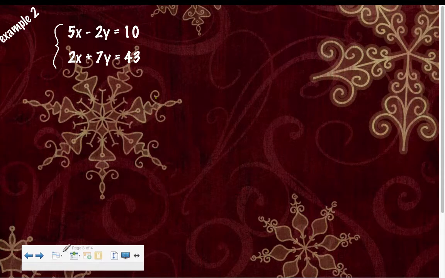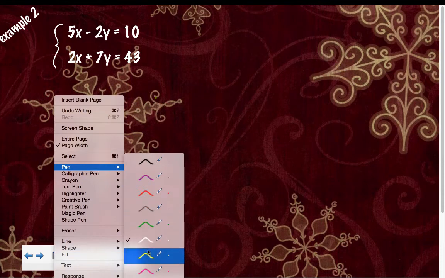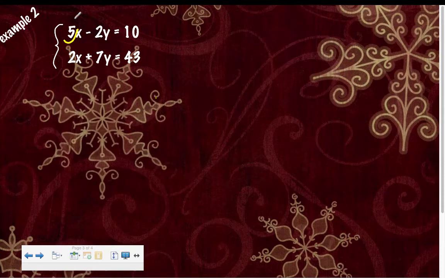So that means I have to get the same coefficient in front of x, and one has to be positive and one has to be negative. So I'm just going to multiply this entire top equation by a negative 2. I'm going to multiply this bottom equation by 5. And look what happens. 5x times negative 2 is negative 10x.